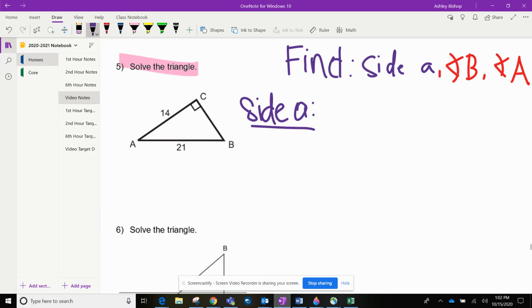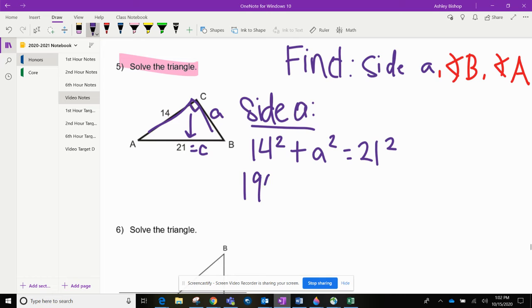So I know that I'm going to use a squared plus b squared equals c squared. I know that 21 is across from my right angle, so that must be my hypotenuse, which is c. I am solving for side A, so I'm going to say 14 squared plus a squared is equal to 21 squared. Remember, this side plus this side squared must equal my hypotenuse squared. And then doing the math in your calculator, ask Siri however you need. 14 squared is 196 plus a squared equals 21 squared, which is 441.